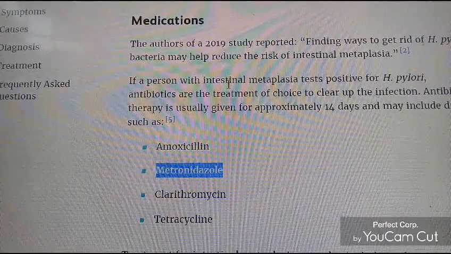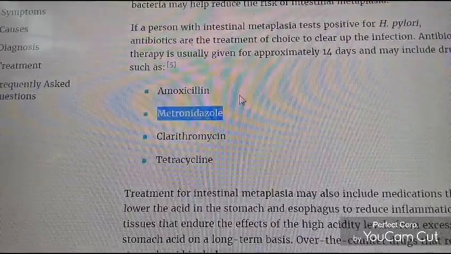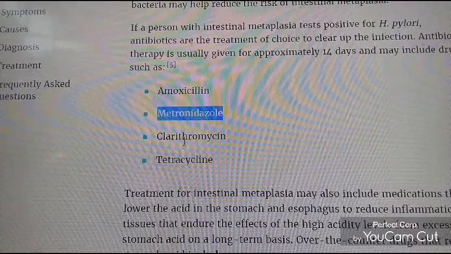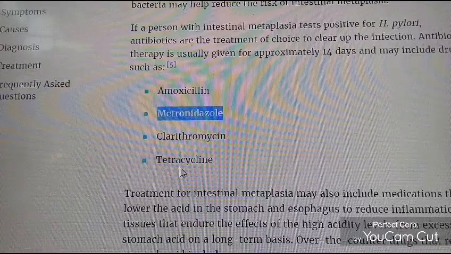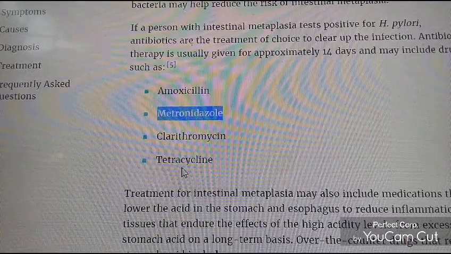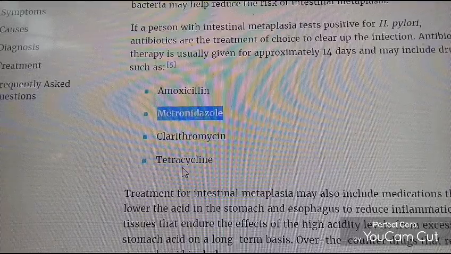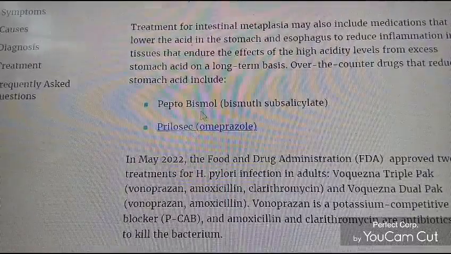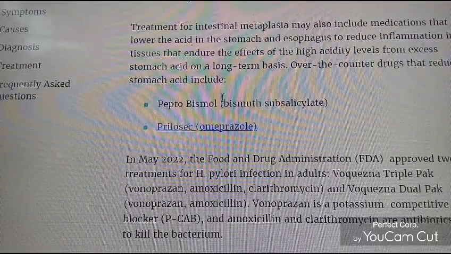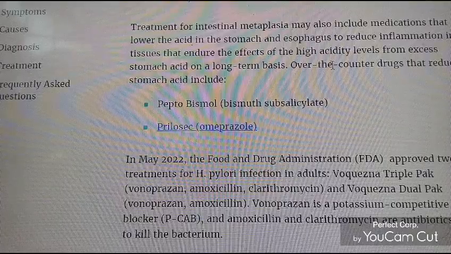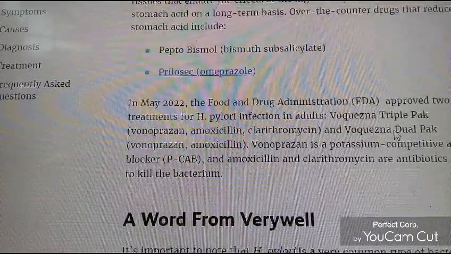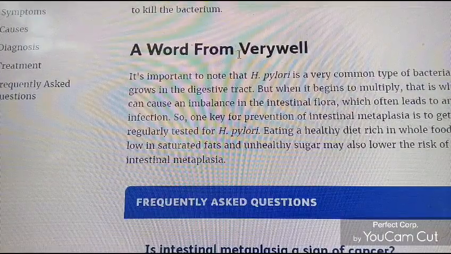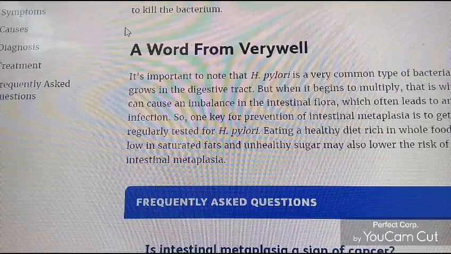Medications. Here we are. Okay, solution: medication. Amoxicillin, metronidazole. They're all antibiotics to attack Helicobacter pylori. Has nothing to do with nothing. Pepto-Bismol. Attack the acid. Okay, so now you can see firsthand here the experts' response.